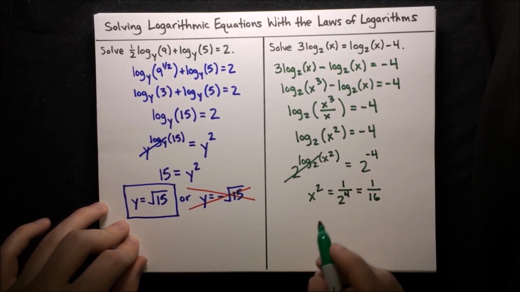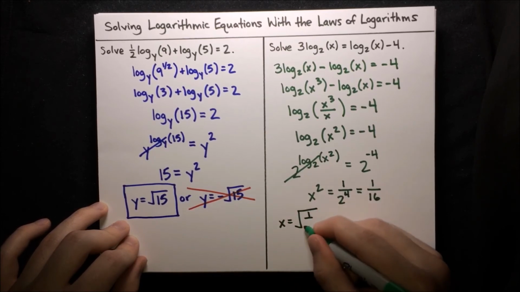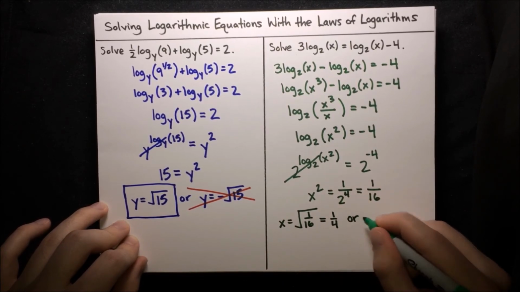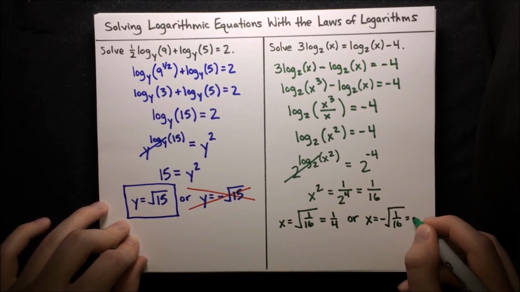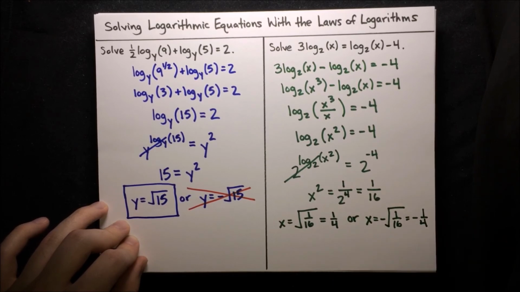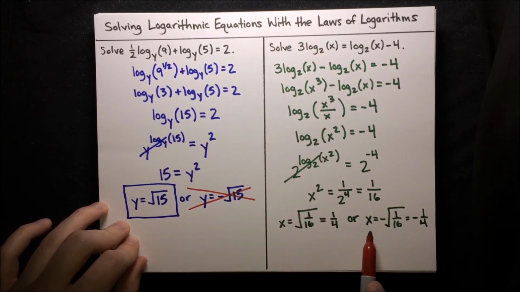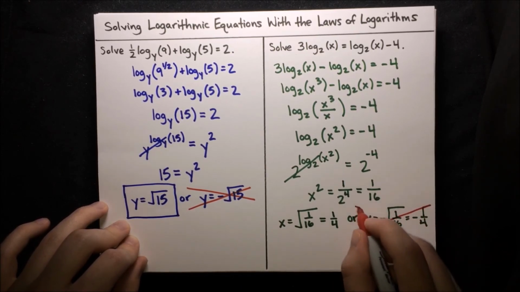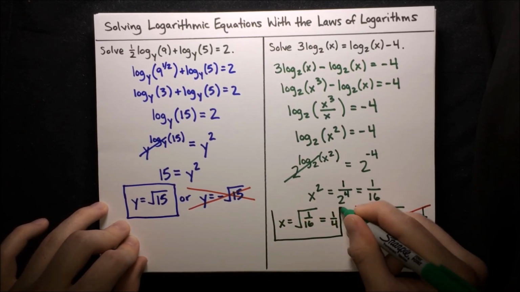So we can take positive or negative square root here, so x equals positive square root of 1 over 16, which is just 1/4, or x equals negative square root of 1 over 16, which is negative 1/4. But again, be very careful here. Remember that x is an argument to a logarithm, and you can't take a logarithm of a negative number. So x cannot be negative. So that means this solution, x equals negative 1/4, is no good. So we only want to take the positive solution, x equals 1/4.